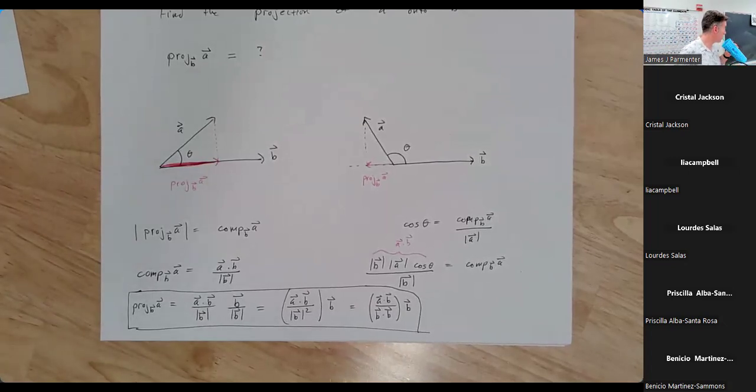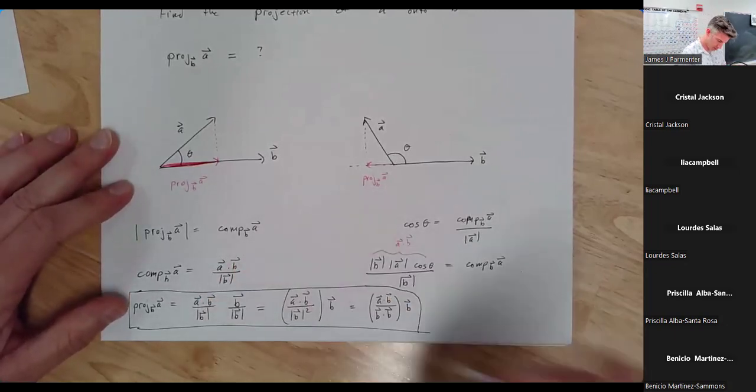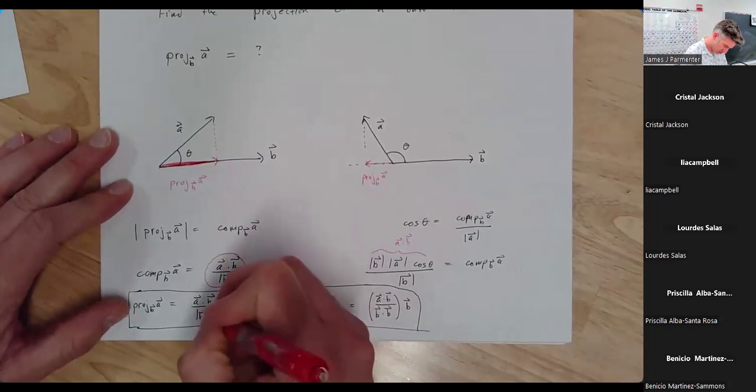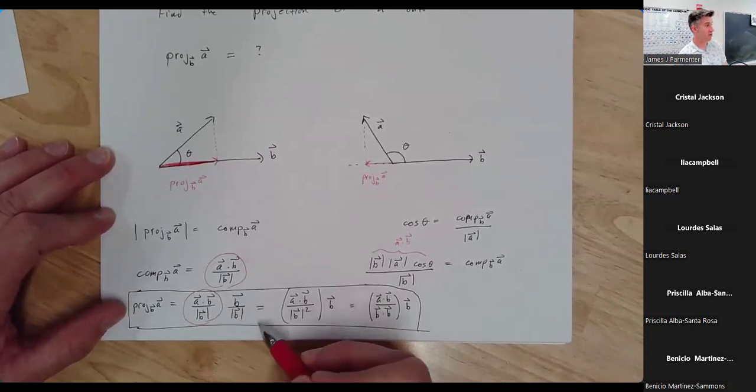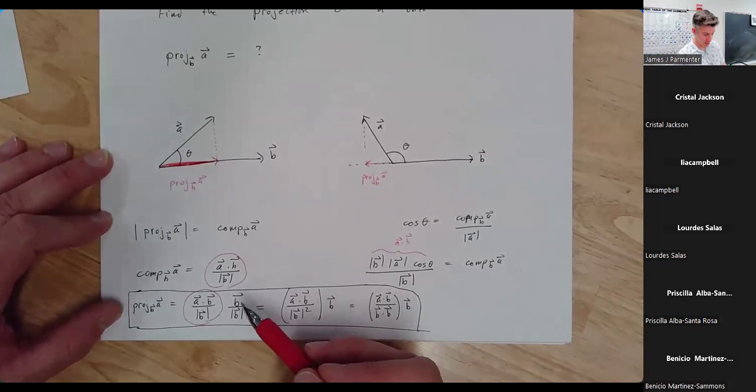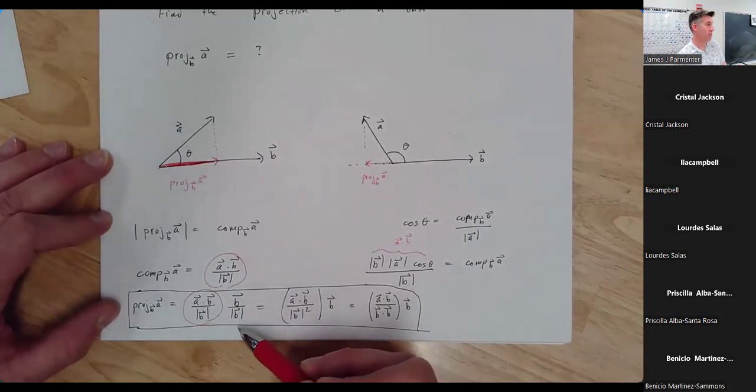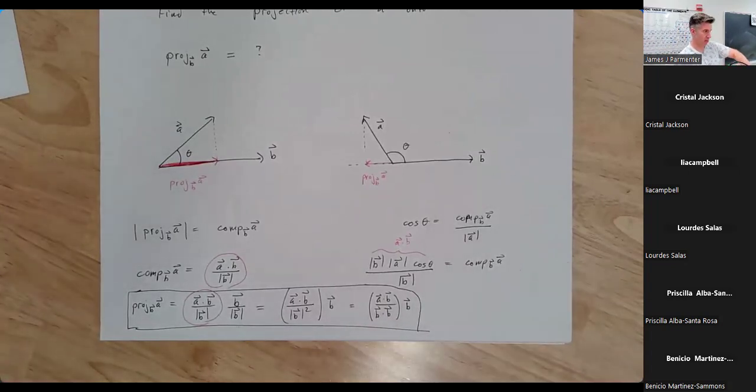Can you explain how you got from the component of A over B to the projection of A over B? Sure. So I took the component and I multiplied it by the vector that's in the direction of B, but that's a unit vector. So I took B and divided it by its own magnitude.